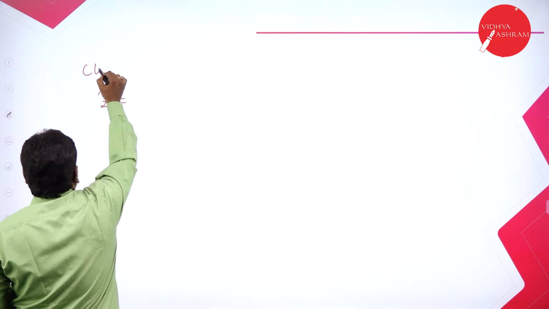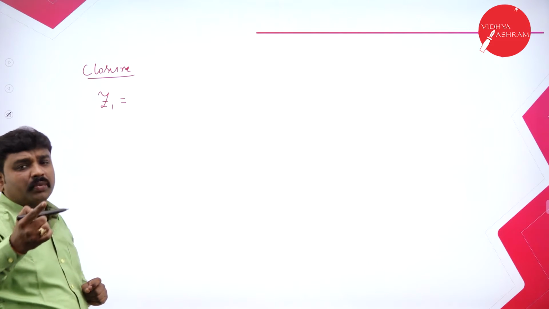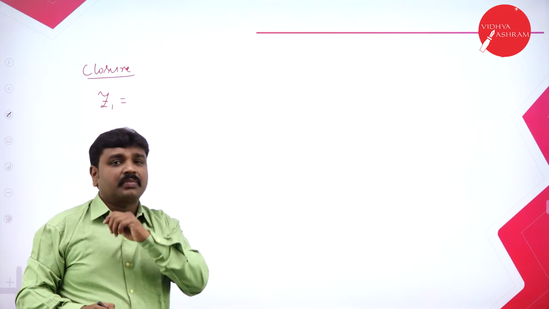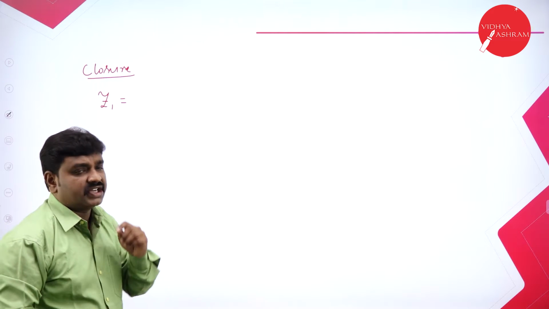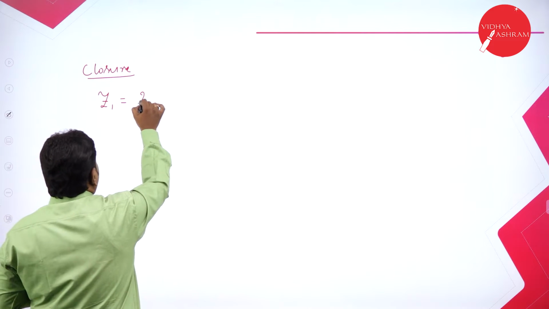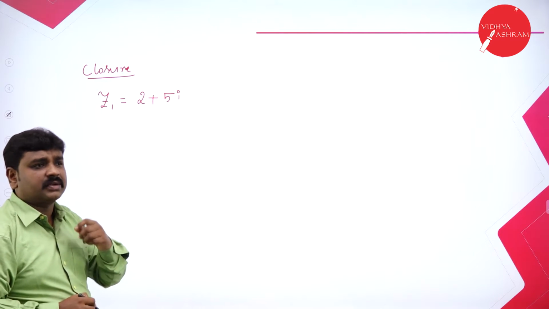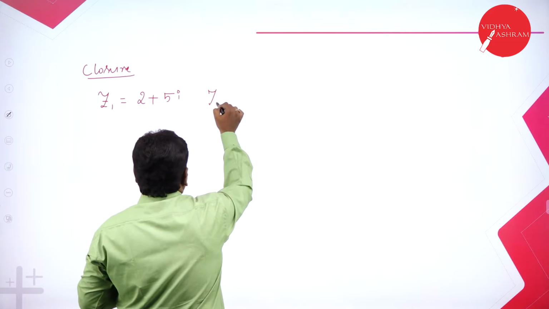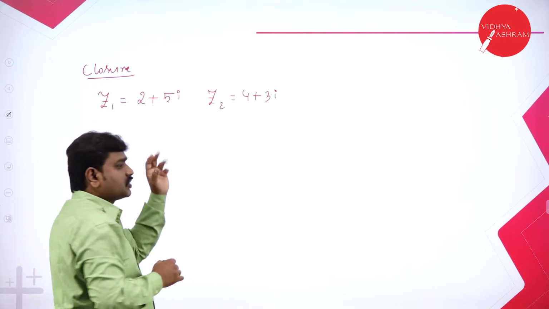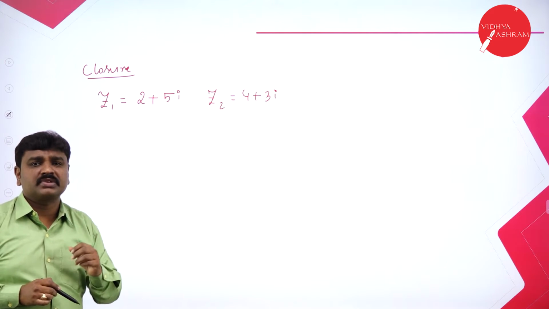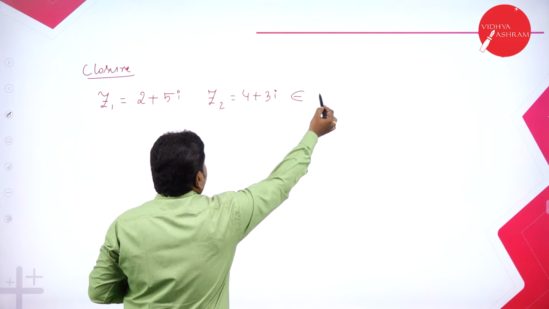So now we are discussing closure law. What is closure law? If I take two elements belonging to complex numbers, then their sum is a complex number. Then we say addition is closed. So z1, take any complex number. I will take 2 plus 5i. And I will take another complex number, z2, which I will take as 4 plus 3i. So now you can see z1 belongs to C as well as z2 belongs to C. Means I have taken two complex numbers.